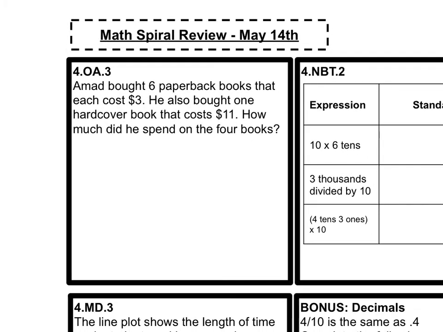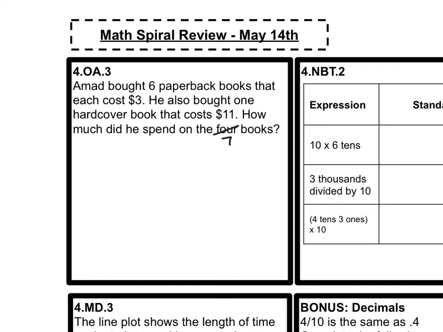Ahmad bought 6 paperback books that each cost $3. He also bought 1 hardcover book that cost $11. How much did he spend on the, not 4, but 7 books? So that was a typo. I hope that if you caught that, you just knew that it meant 7 and not 4, but that's okay.